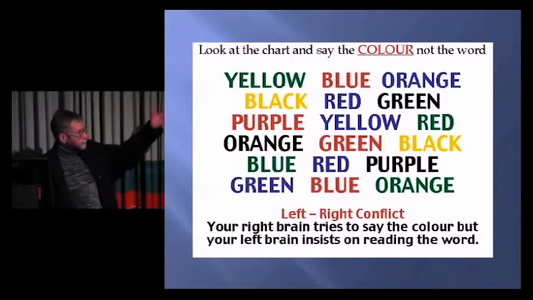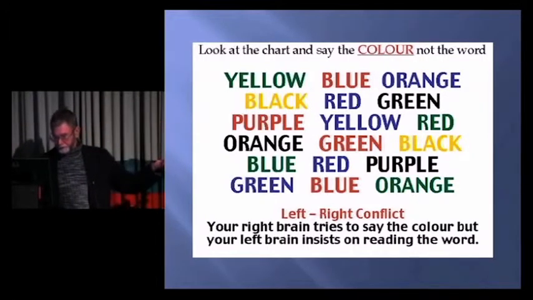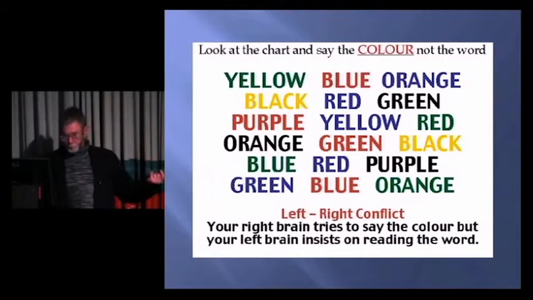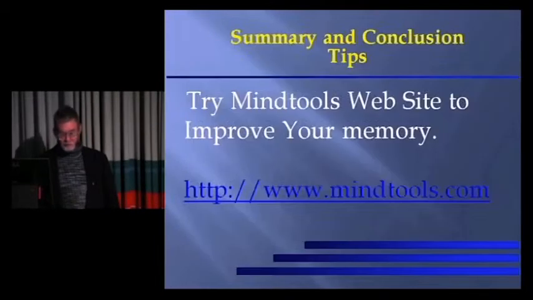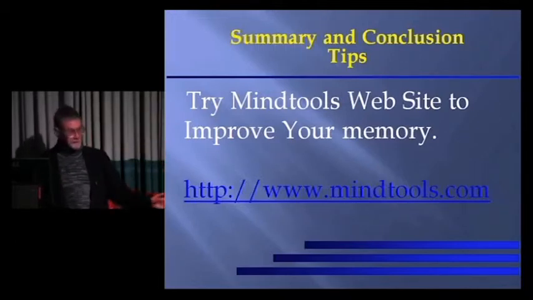If you can go through real fast and simply say the color, not the word, you're a different type of learning style. Right brain has no problem saying the color. That's imagination. Left brain has no problem reading the word. That's association.